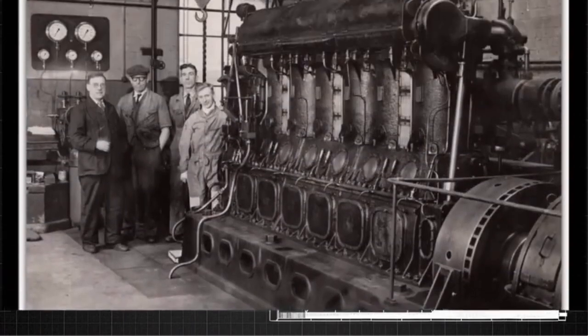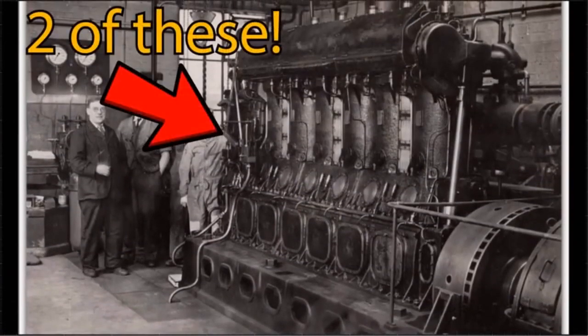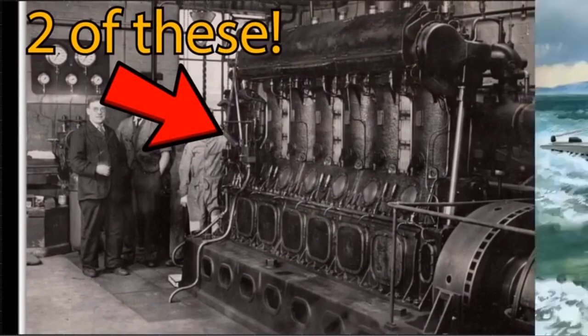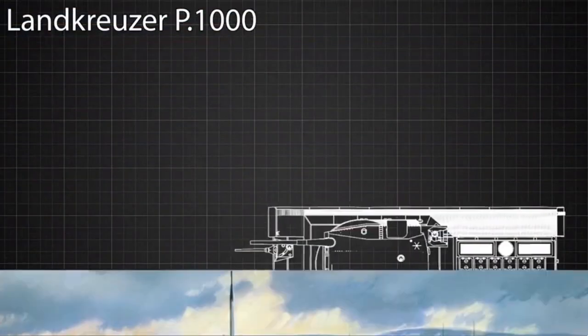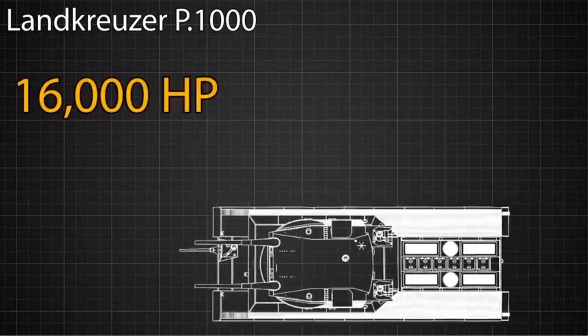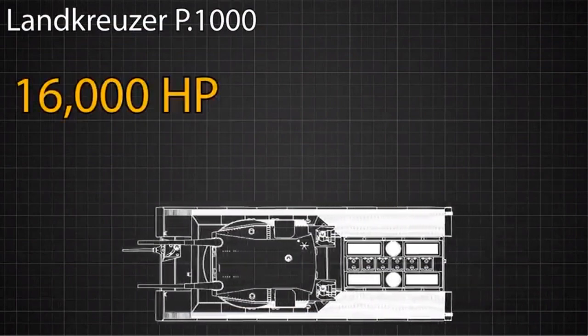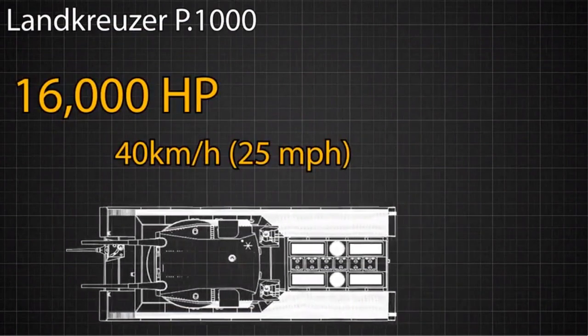The monster tank would have been powered by 2 24-cylinder marine diesel engines, the same engines that were used to power U-boat submarines. This would have given the tank an unbelievable 16,000 horsepower that could have propelled it up to speeds of 40 kilometers per hour.